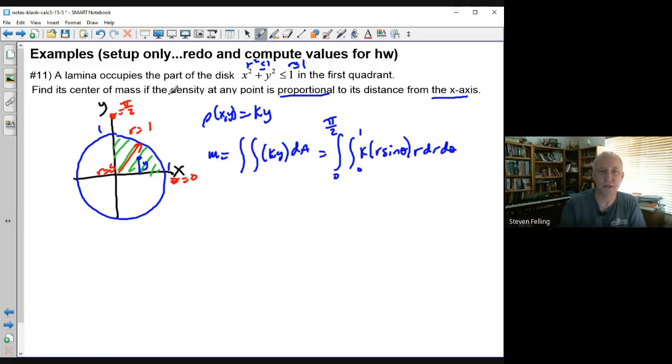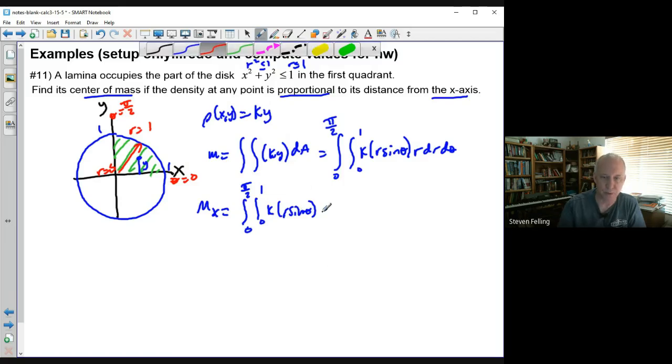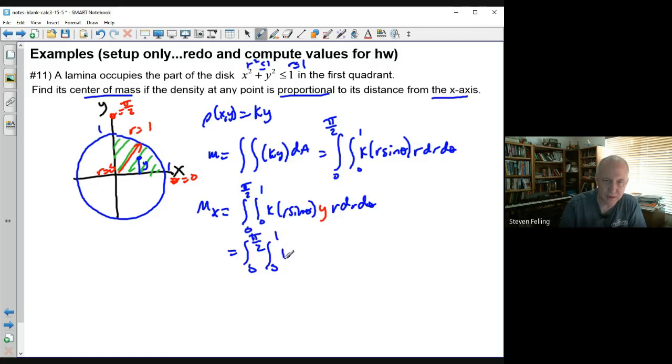But if I want the center of mass, I'm going to also have to have Mx, which is that same pi over 2, 0, 1, k, r sine theta. But remember, we have to also multiply by y, right? So what's going to happen here is I'm going to have to insert another y, and the other y is also going to be r sine theta.